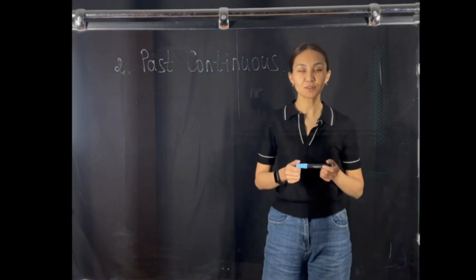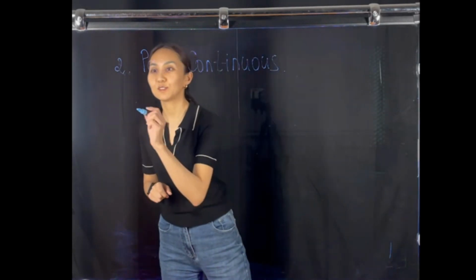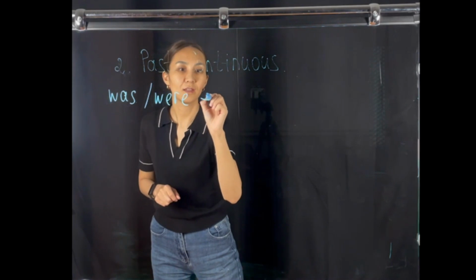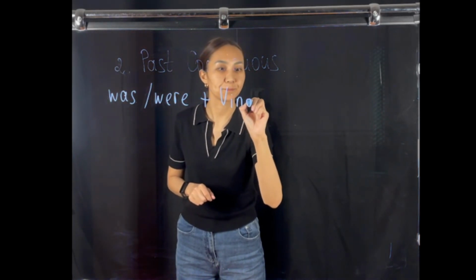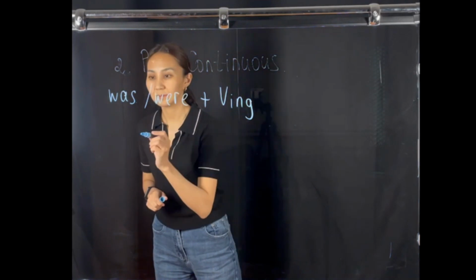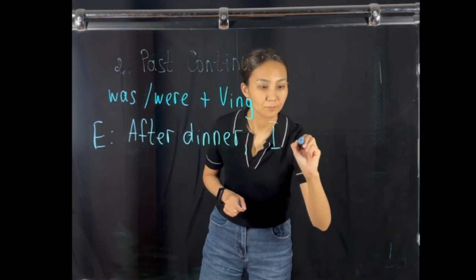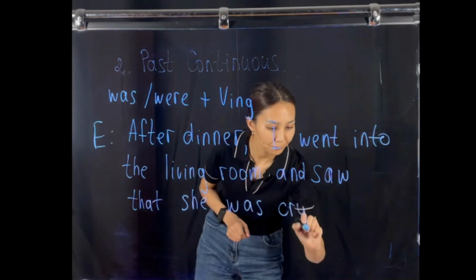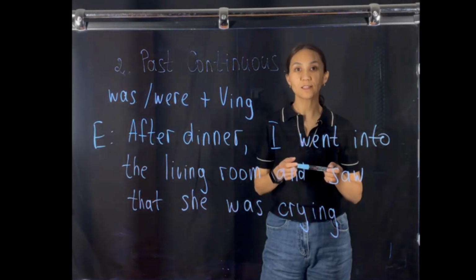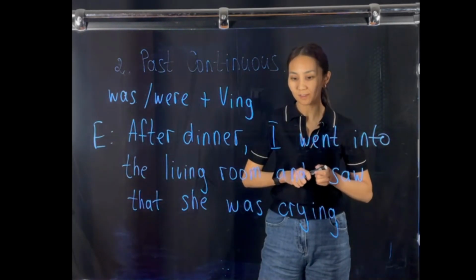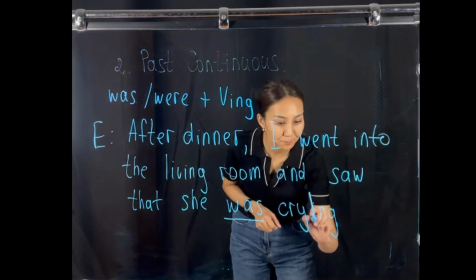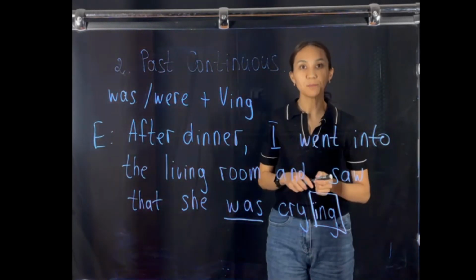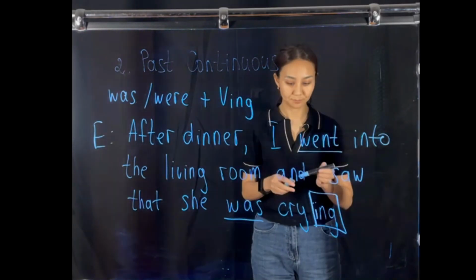We form past continuous using the verb to be in the past, so it can be was or were plus ing form of the verb. For example, so in this example, we can see that longer actions, the fact that she was crying, was interrupted by a shorter action in the past.